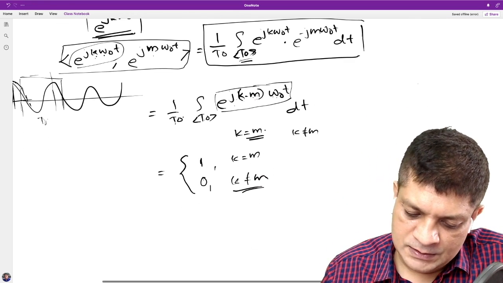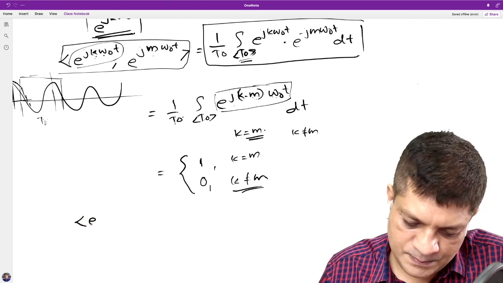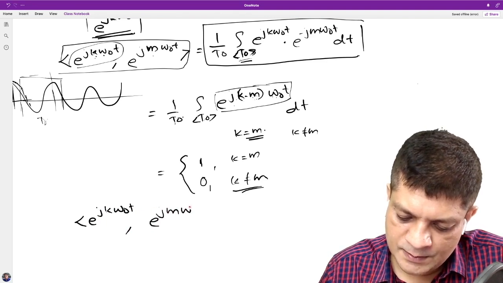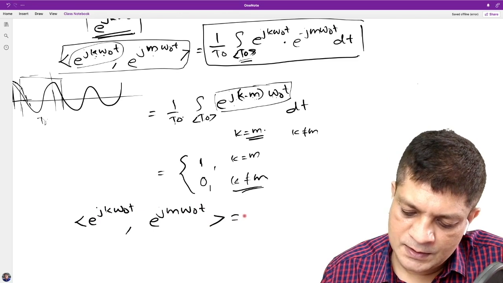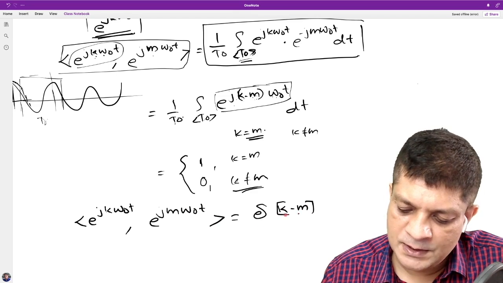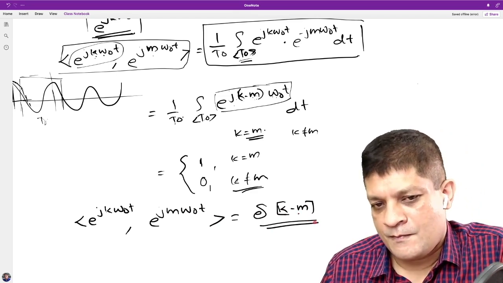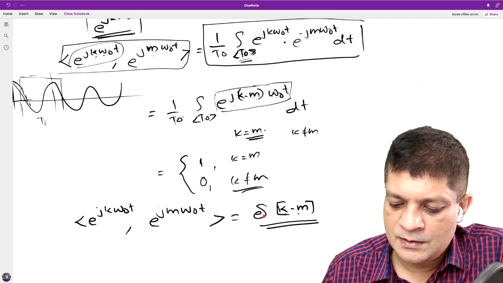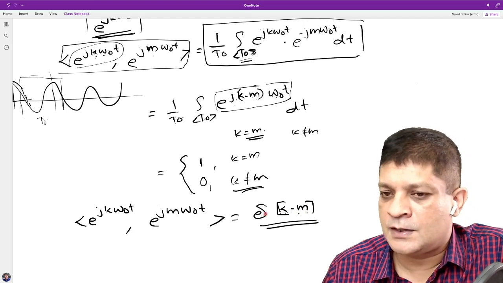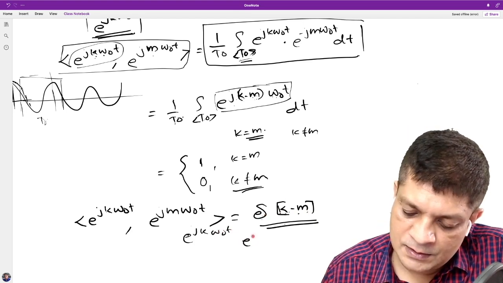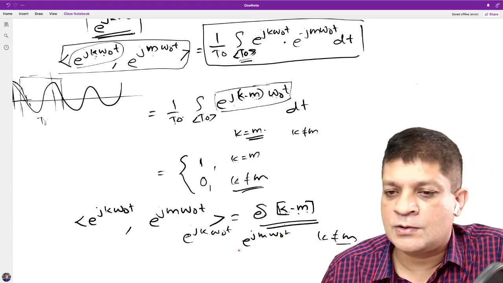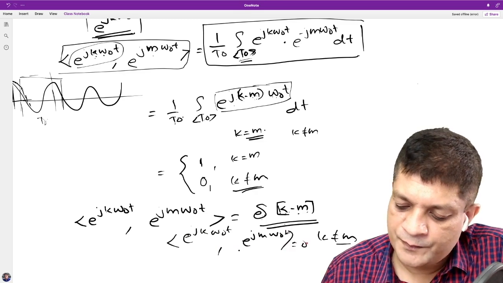What we have shown here is e to the power j k omega naught t times e to the power j m omega naught t, that is, we can write it as delta. What is the meaning of this? It is 1 when k is equal to m, otherwise it is 0. When k is not equal to m, they are orthogonal because this is 0, isn't it?